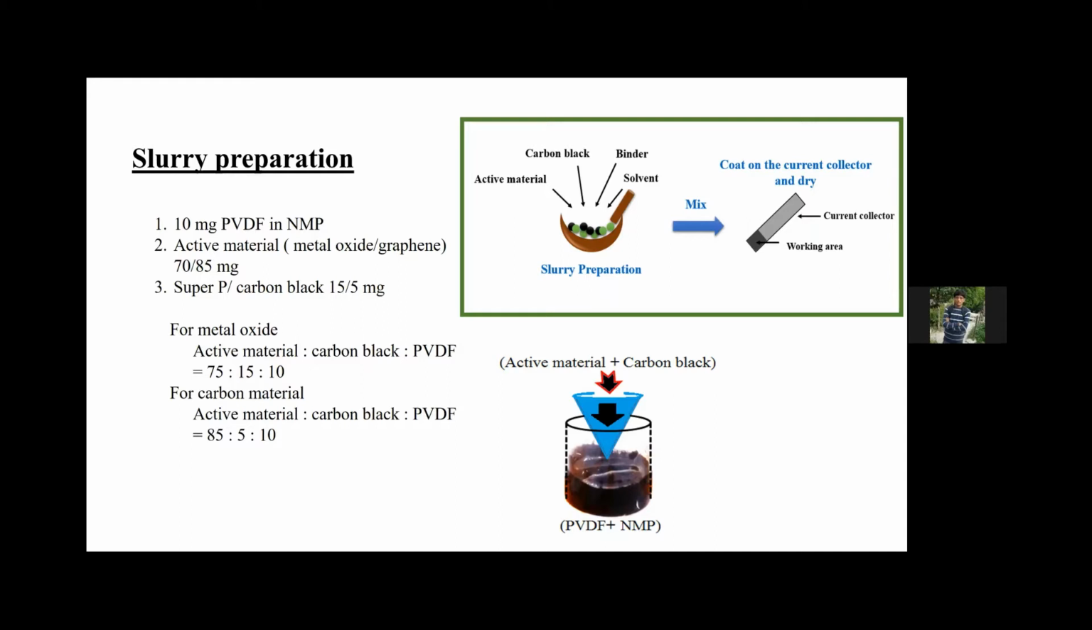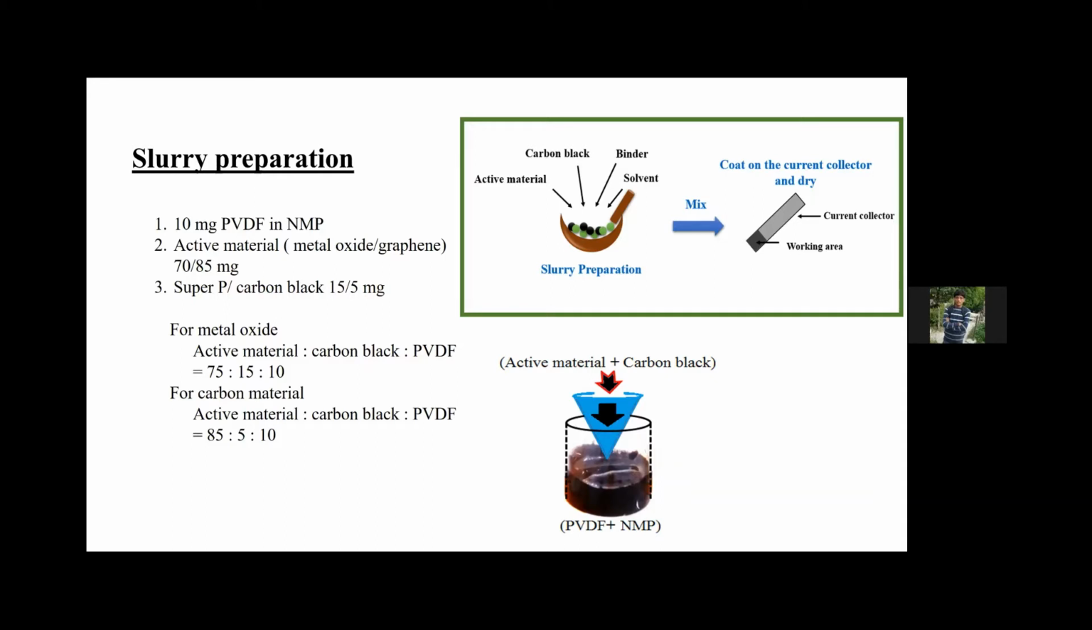So how do we do the slurry preparation? First, the most common solvent we use is NMP. NMP means N-methyl pyrrolidone. This is an organic solvent, and the goodness of this solvent is that it dries easily, and it cannot harm anything in our active material.